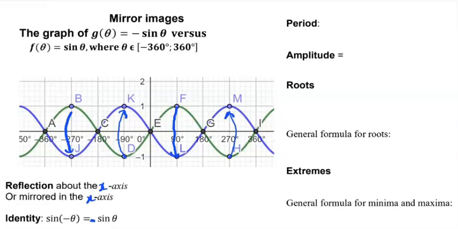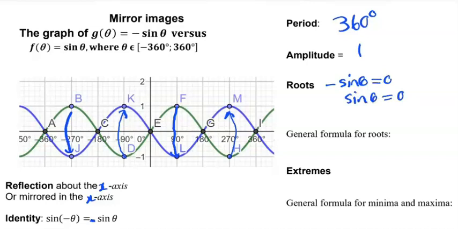When we also have the CAST rule, we do it in the same way. Again, we look at the period. Nothing changed to the period. It's still the same. The amplitude is still the same. Even the roots are the same, because if I look at minus sine theta equal to 0, it's exactly the same as when I solve sine theta equal to 0. So I again get theta equal to k times 180 degrees, k is an element of Z. And you can notice it's exactly the same places A, C, E, G, and I as before.